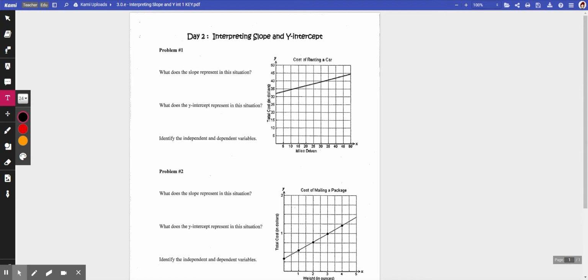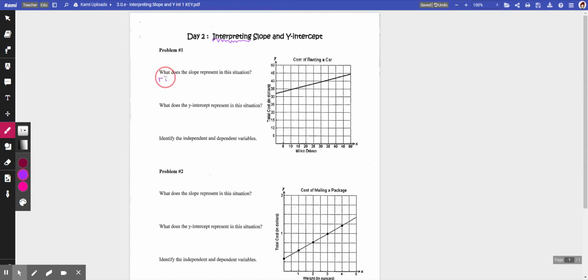Now, interpreting means we're talking about words, not really about numbers. So you're explaining what does the slope represent in this situation? We don't need to know what the slope is. We just need to know what it represents. Slope is the rise over the run.